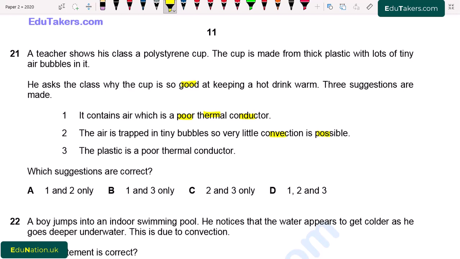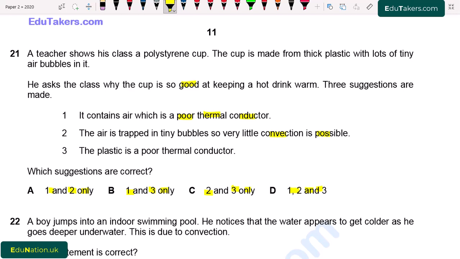Which suggestions are correct? A. 1 and 2 only. B. 1 and 3 only. C. 2 and 3 only. D. 1, 2 and 3. So first of all of these suggestions are correct.